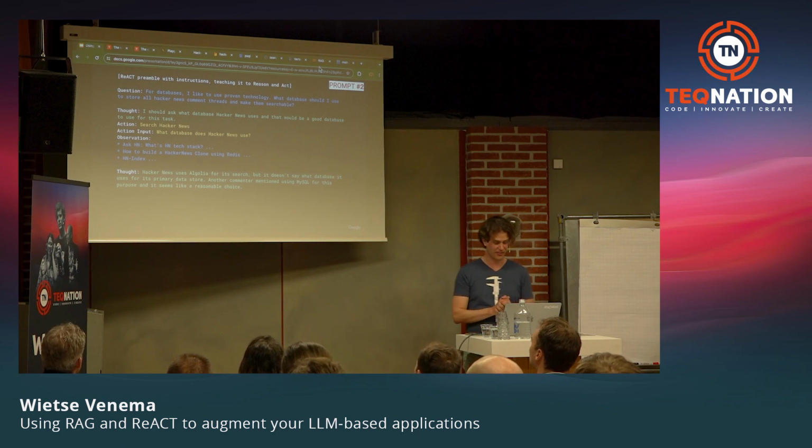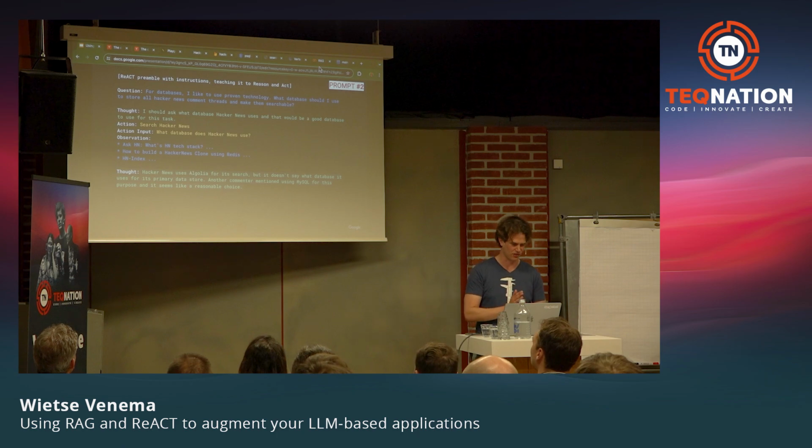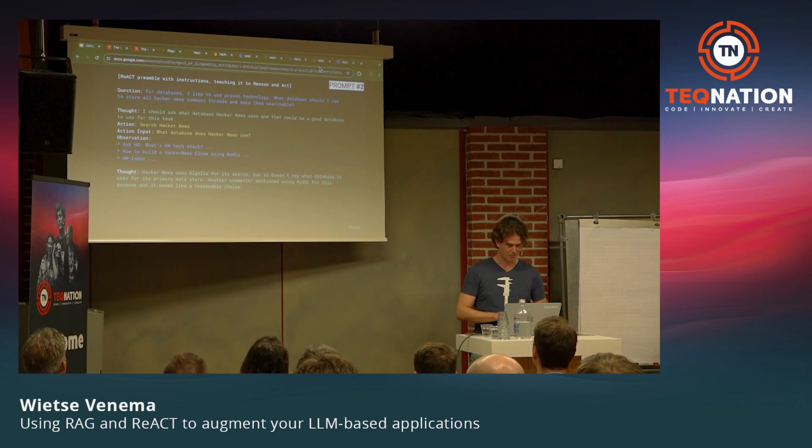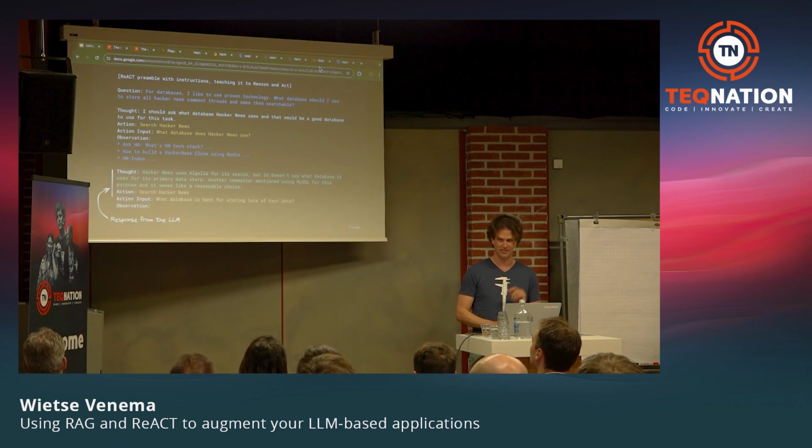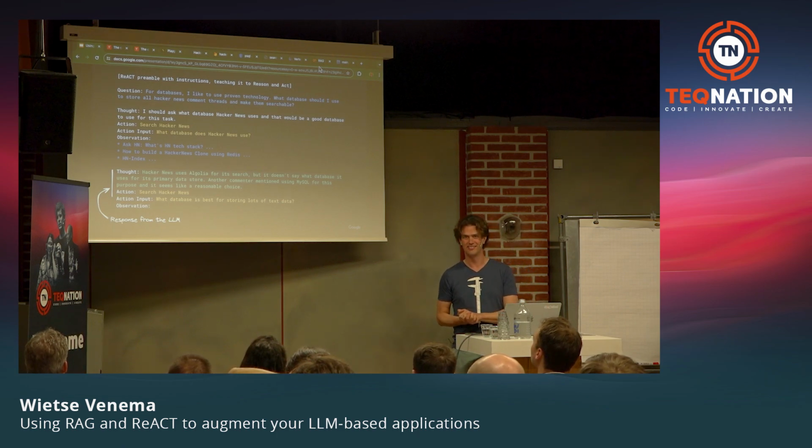And then we'll continue thinking, right? Okay, so based on the comments I read, Hacker News uses Algolia for its search, but it doesn't say what databases it uses for the primary data store. Someone suggested MySQL, and that's also a reasonable choice. So the action it comes up with this time is search Hacker News for what database is best for storing lots of text data. Again, very reasonable.